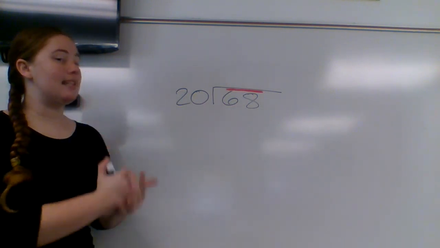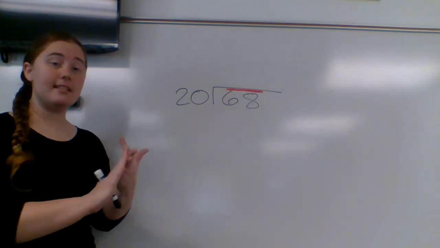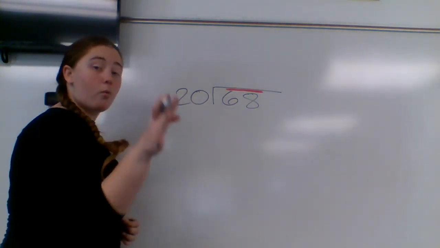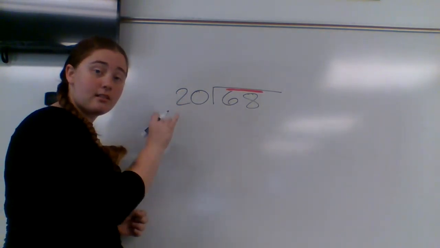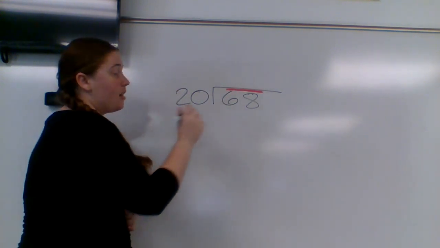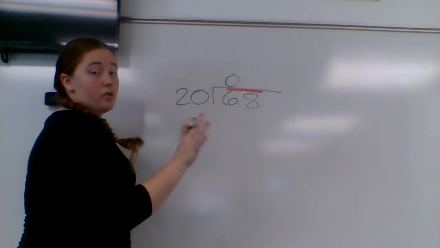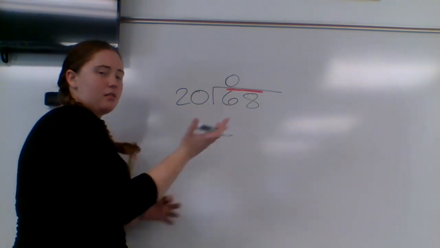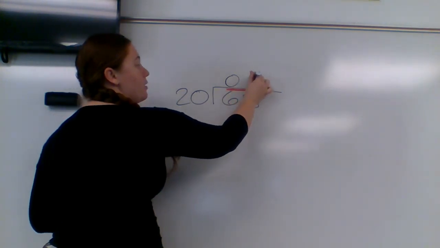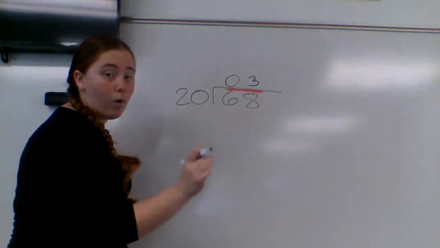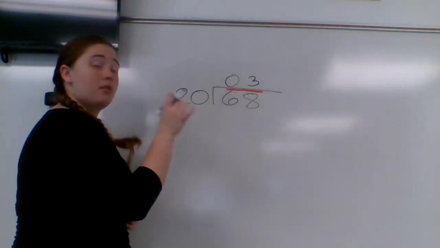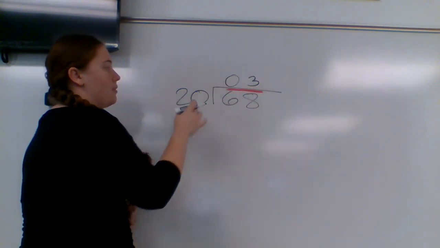So 2 into 6, well, if I count by 2s, 2, 4, 6, that's 3. So I'm going to write 3. Where am I going to write my 3? Important. The 3 does not get written above the 6. Put a 0 right there to know that there's no number that goes right there, because 20 will go into 6 0 times. We said 20 will go into 68 3 times. 3 is going to go above the 8, because the 8 is the ones place of the number that I'm dividing into.